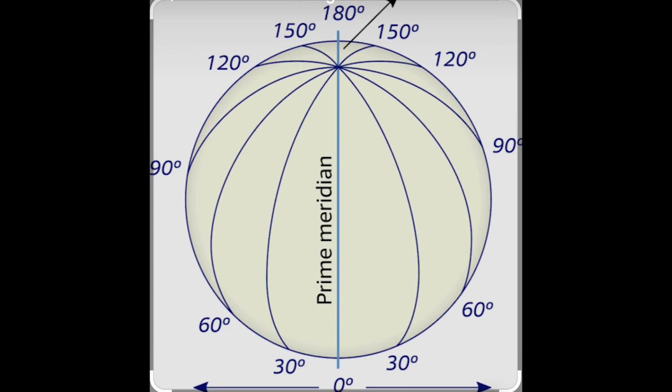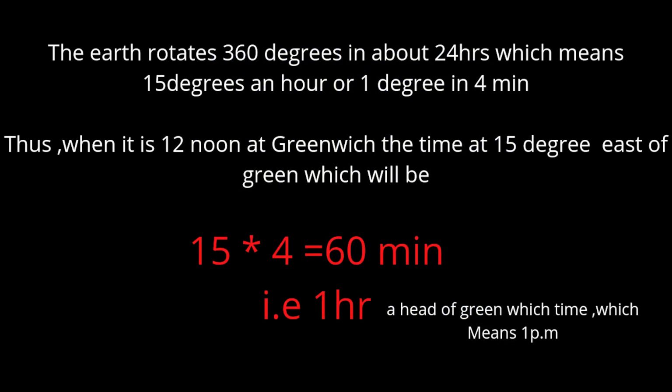The Earth rotates from west to east. So the places east of Greenwich will have a time more than that of Greenwich, and the places west of Greenwich will have a time less than that of Greenwich. The Earth rotates 360 degrees in about 24 hours, which means 15 degrees in an hour or 1 degree in 4 minutes. Thus, when it is 12 noon at Greenwich, the time at 15 degrees east of Greenwich will be 15 into 4, which is equal to 60 minutes. That is 1 hour ahead of Greenwich time, which means 1 p.m.